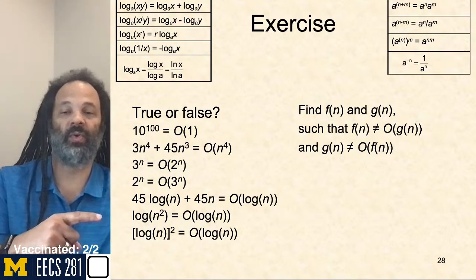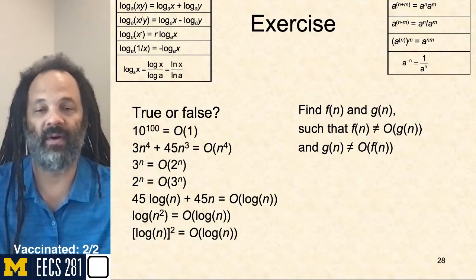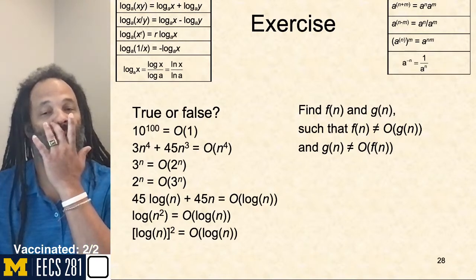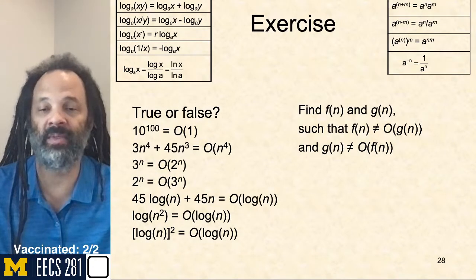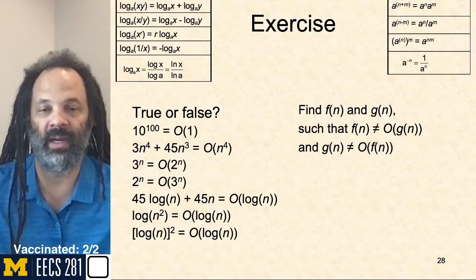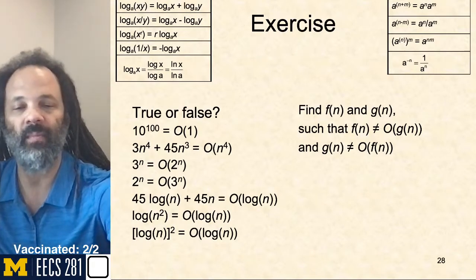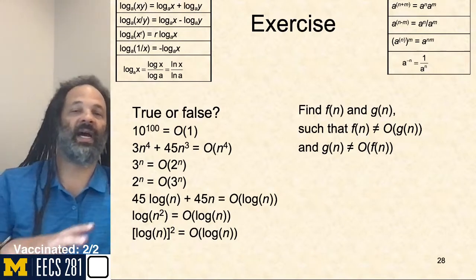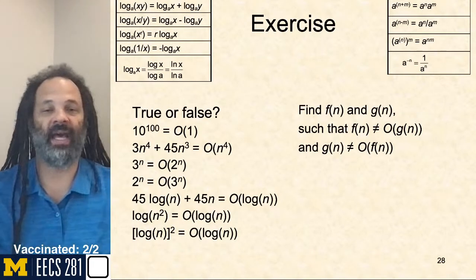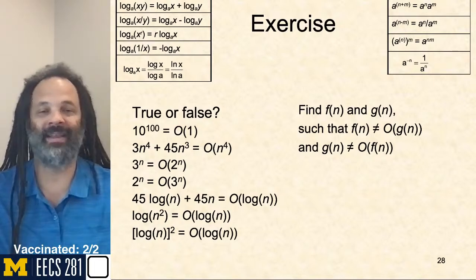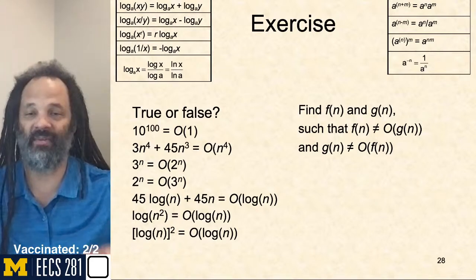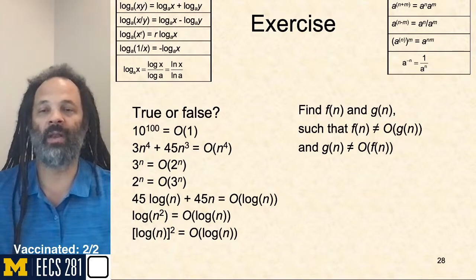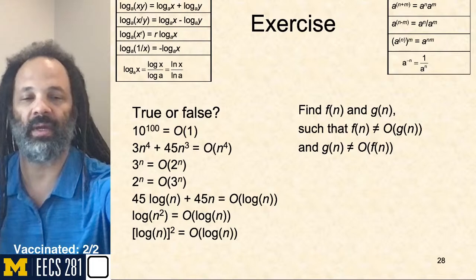So that one's true. The second one, however, is false. That's not the way that logs work. Log of n times log of n is not big O of log n. And the last question on the far side is find some functions f of n and g of n such that f of n is not big O of g of n and g of n is not big O of f of n. So neither one bounds the other. That's what we're looking for.